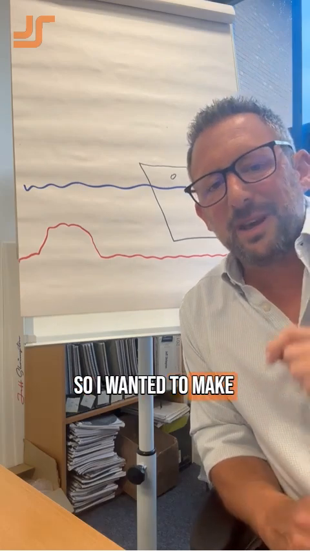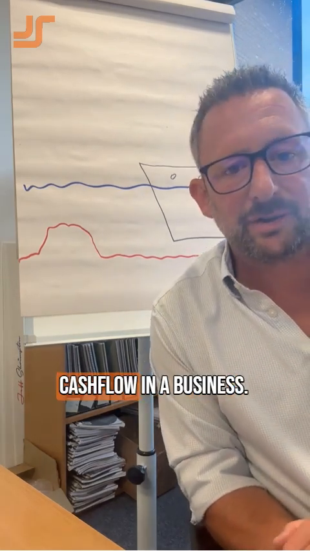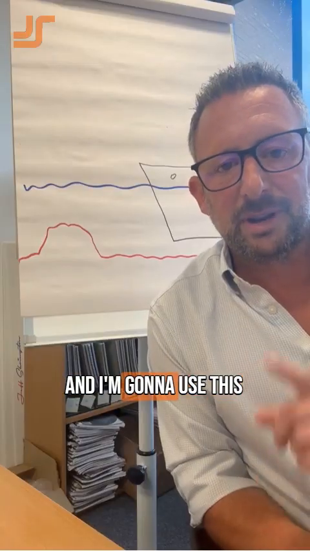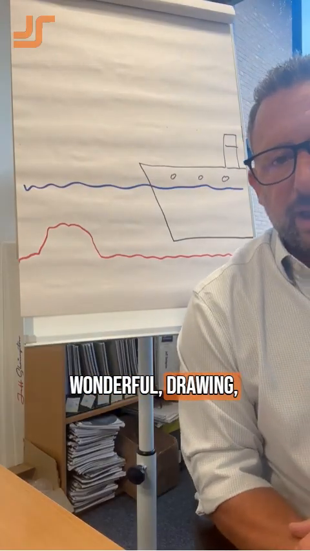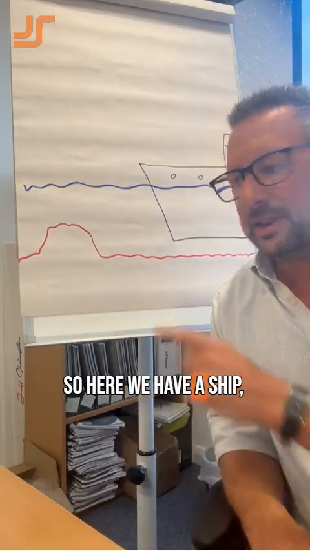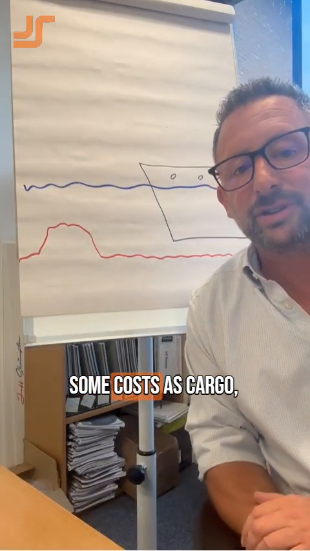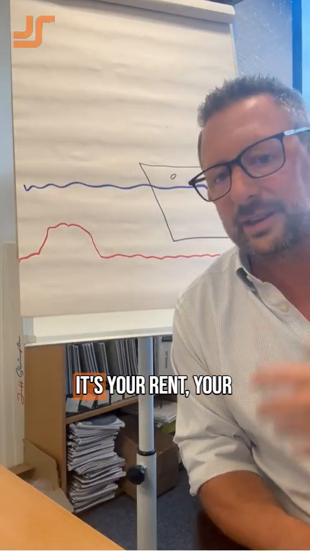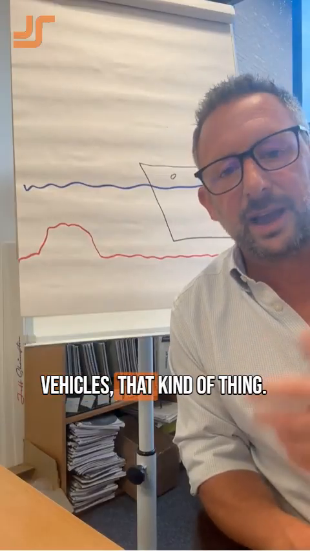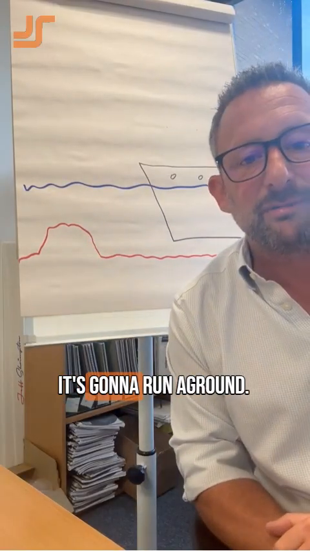Hi, so I wanted to make this video today to explain some of the misconceptions around cash flow in a business. And I'm going to use this wonderful drawing as an example. So here we have a ship, which is your business, and it is loaded with some costs as cargo, which is your overheads, it's your rent, your vehicles, that kind of thing. And it's moving towards this point here, which is where it's going to run aground.